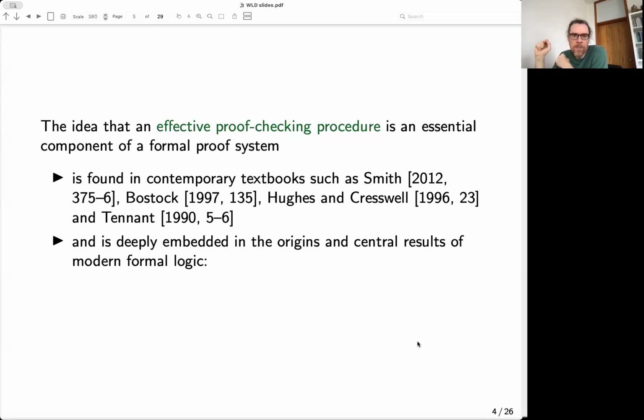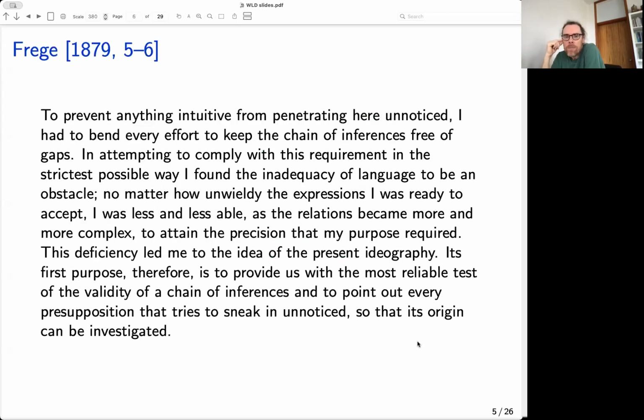But it's also deeply, it's not just some sort of recent thing that people have come up with, it's really deeply embedded in the origins and central results of formal logic as we know it. So one place, arguably the origin of this, is Frege. This is a quote from the Begriffsschrift.